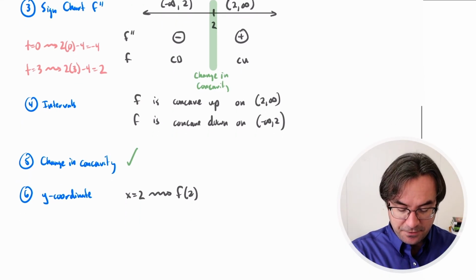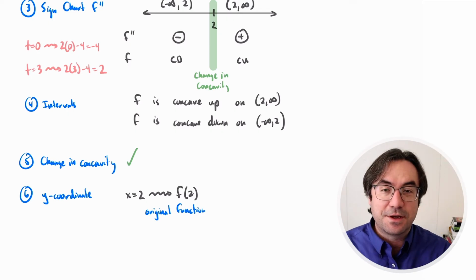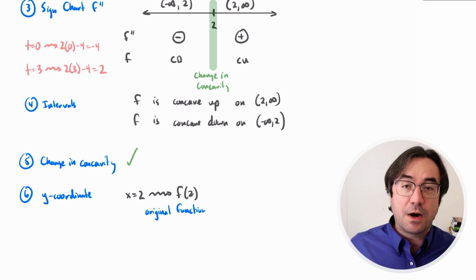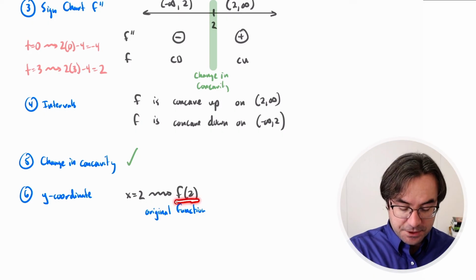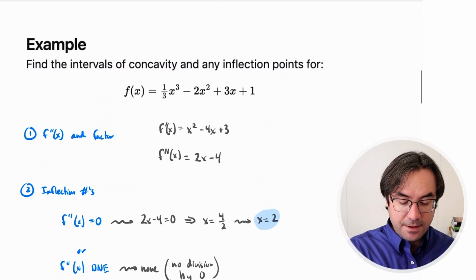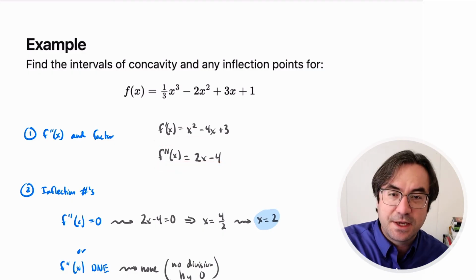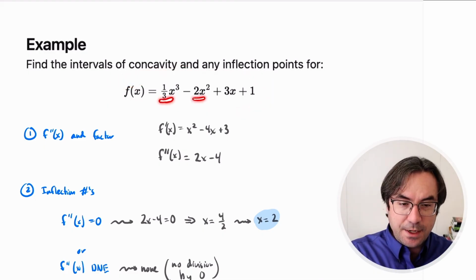Just to be careful here, we're using the original function. We've got a lot of other functions floating around when we do these problems. There's the first derivative we calculated, there's the second derivative we calculated, but when we're trying to get the y-coordinate, we're trying to get the y-coordinate for our function. So we want to use our original function here. All right, so let's plug 2 back in. Again, we're not going to use the first derivative to get the y-coordinate. We're not going to use the second derivative. We're going back to the source to get our y-coordinate. So we're going to plug 2 in up here.